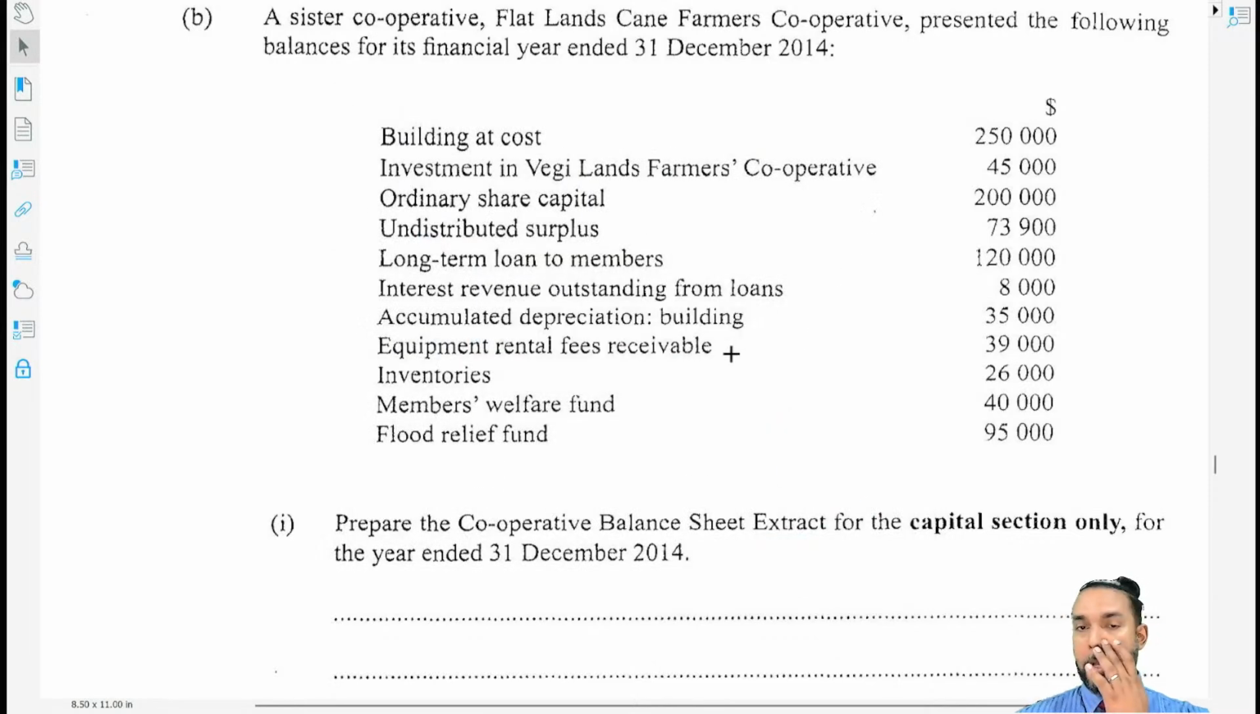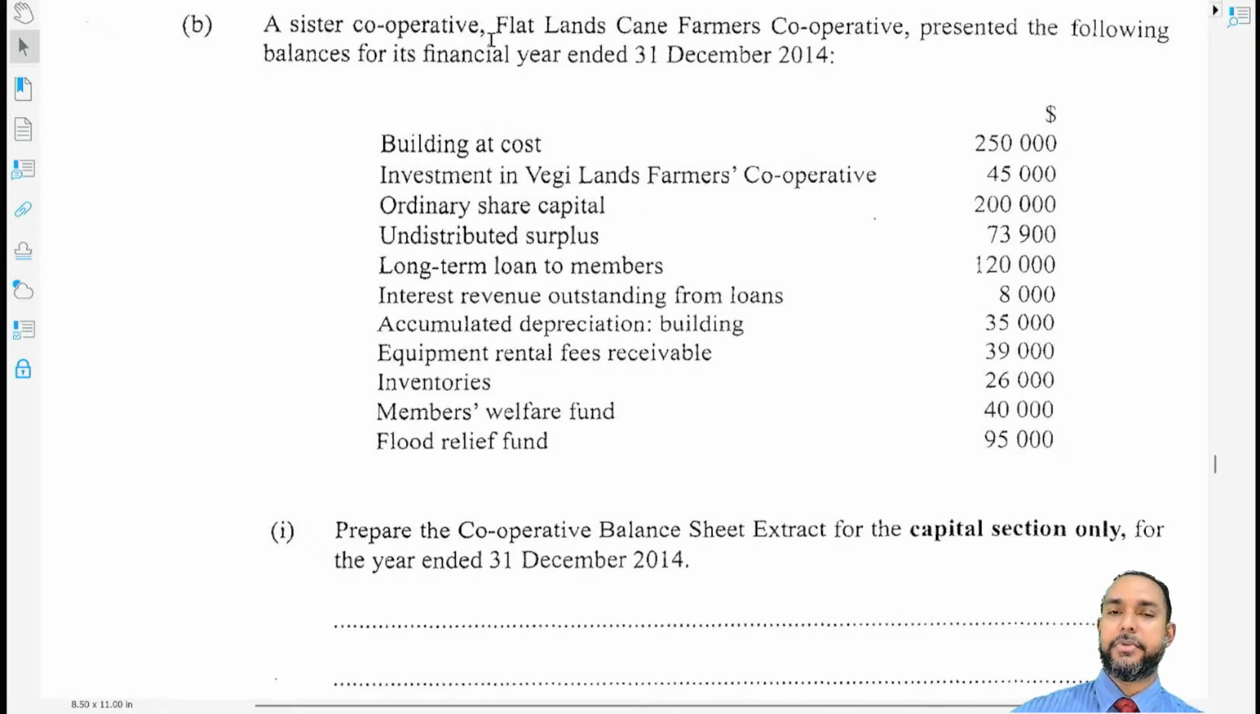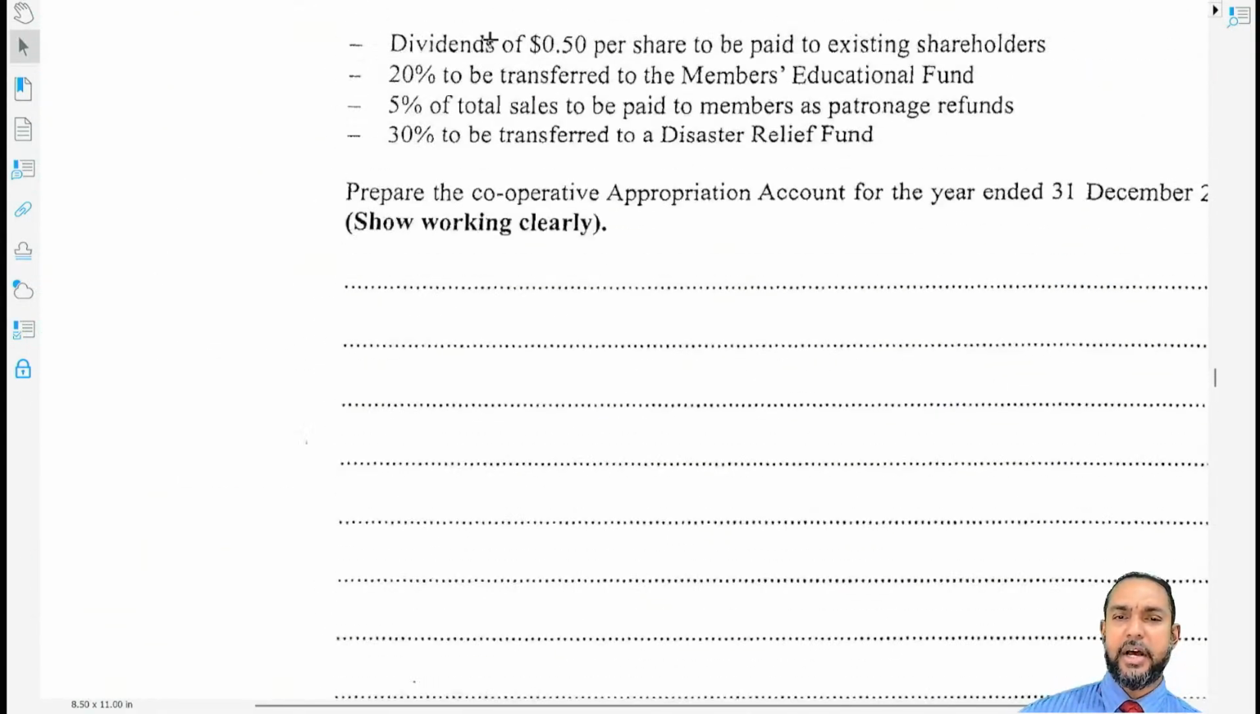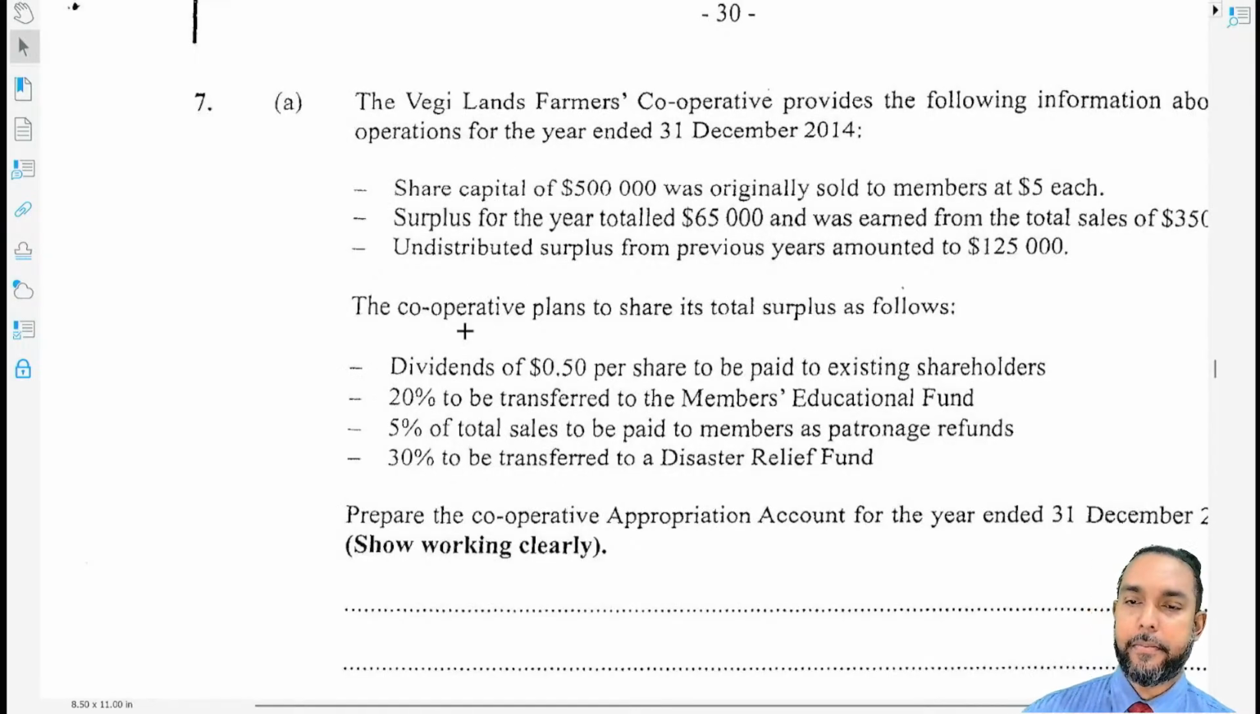Right, so while that's printing, just take a look. So it's sister core. So this was the follow-up to Veggielands. Right, I know I had a connection. Veggielands, right.